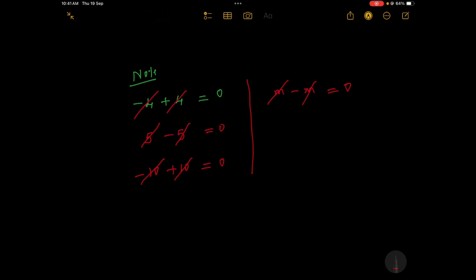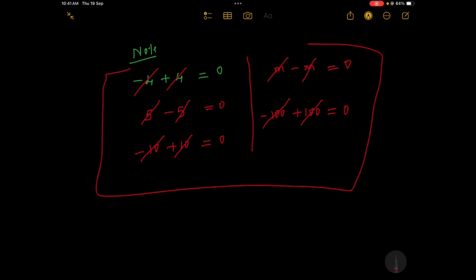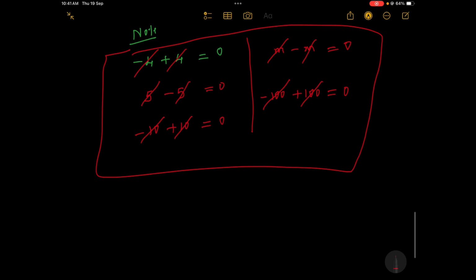Cancel means we are getting the result as 0. If it is minus 100 plus 100, what shall we do now? We will cancel it. Minus 100 plus 100 cancelled, the result is 0. Okay, we will use this concept in the next problem, coming problem.